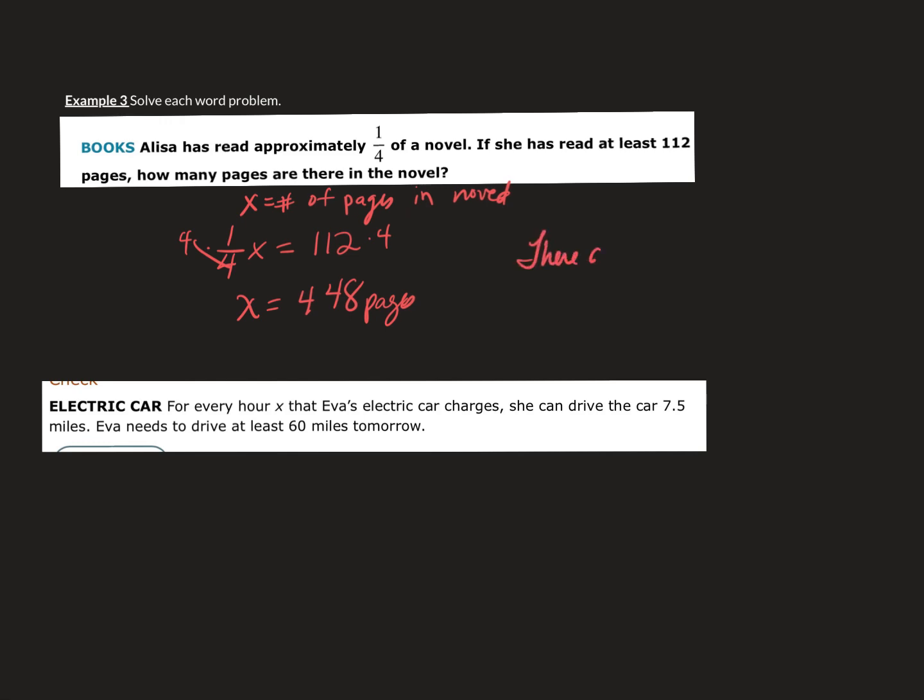So I'm going to write that properly. There are 448 pages in the novel. And if you think about that, that is correct. 1/4 of 448 is 112. So if you divide 448 by 4, you would get 112. So that is the final answer.